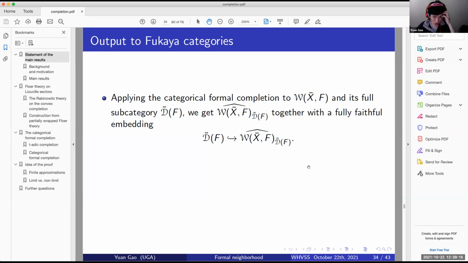So we're going to apply this construction to the graph category of X bar sub at F. So we get the formal completion, together with the fully faithful embedding just mentioned.